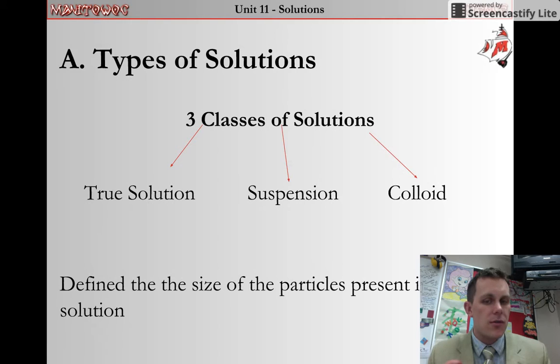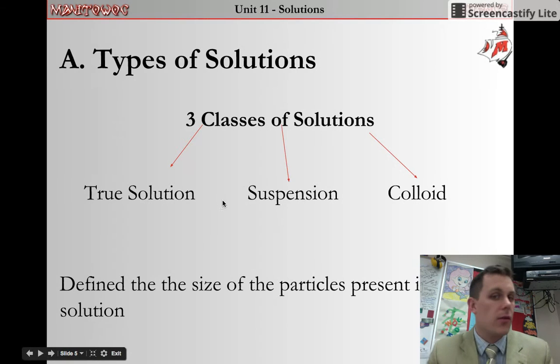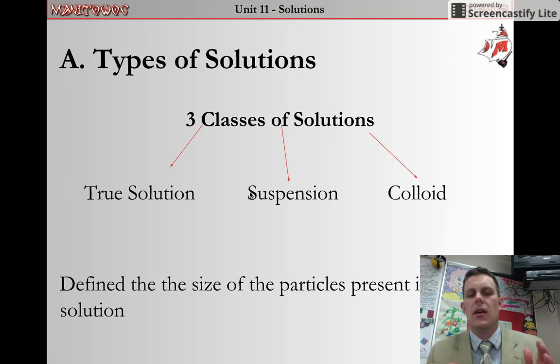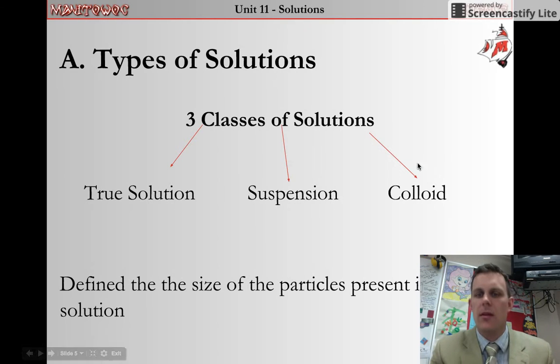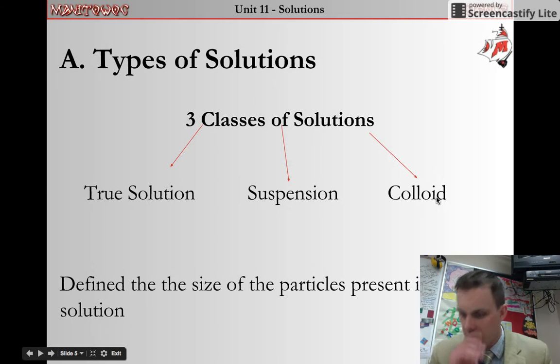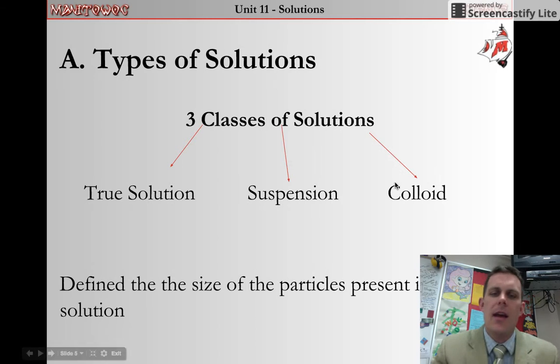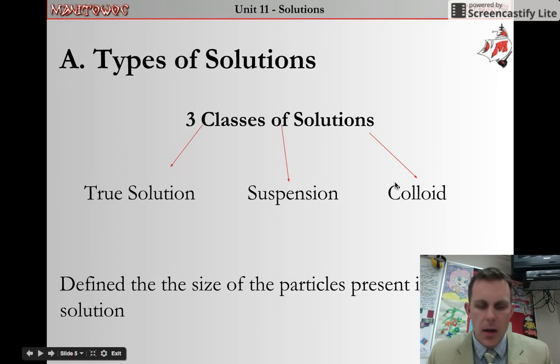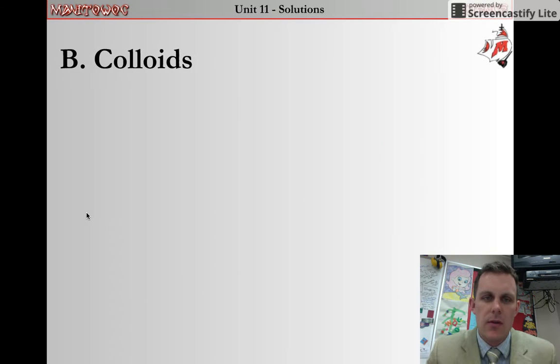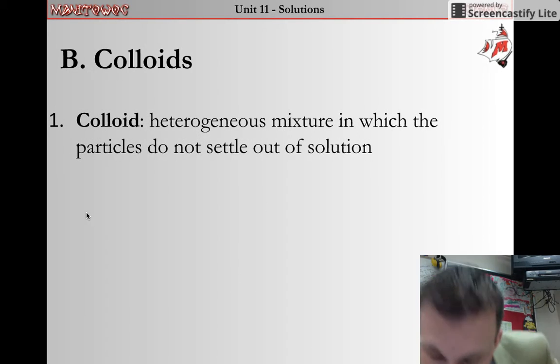So the larger the particles, naturally, the more likely those particles are to settle to the bottom of the solution. So the larger the particles, the more likely we are to have a suspension. If our particles get smaller, then we're probably going to have a colloid. We're going to show something called the Tyndall effect, or we probably did show that in class already, to figure out if something's a colloid or not. And if we get really super tiny, like sub-microscopic particles, then we're probably looking at a true solution. So let's go through each one of those one by one.